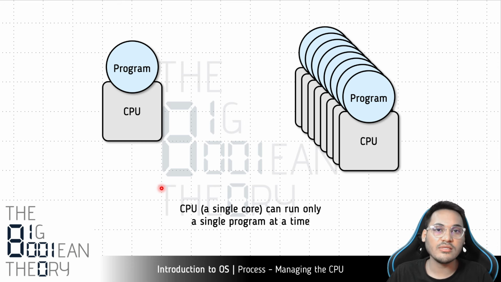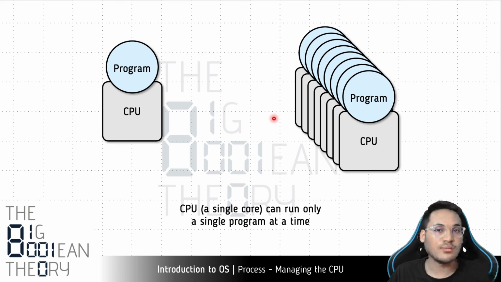Why is it a challenge? Because the way the CPU has been designed, it can only run a single program at any given point in time. That is what has been shown in this picture. As you can see, there is a CPU and only one single program can run at any point in time. Multiple programs will be running at different time instants, but if you take any time instant, then at that time only one single program can run on the CPU.